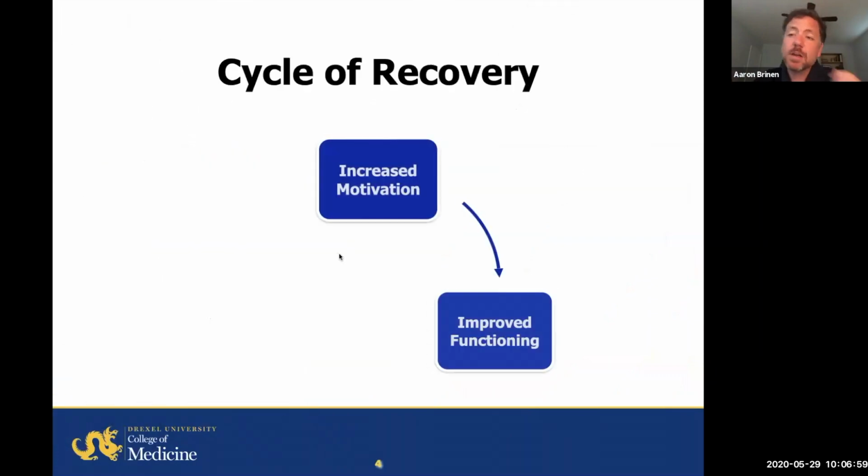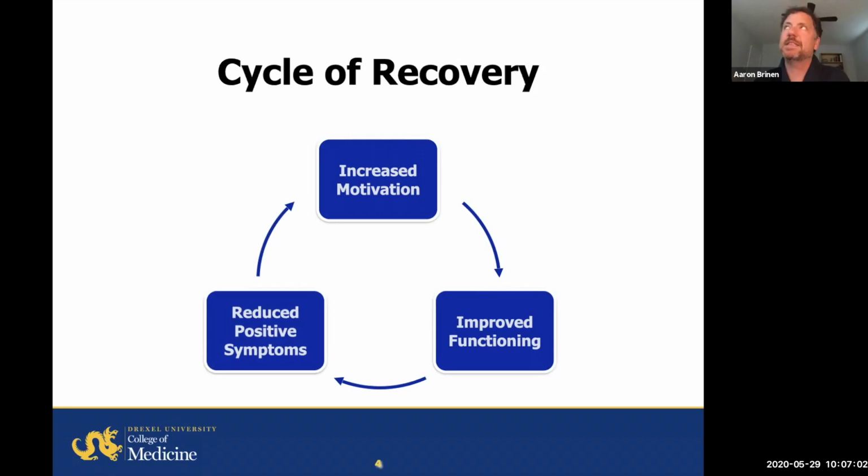So let's start with the cycle of recovery that we found when we did the original clinical trial. One of the things we found at the end of the trial was that as we got people to have increased motivation, they started doing more in their lives. They started functioning better. But as they started functioning better, we also found that the hallucinations and delusions, the positive symptoms, went down. The weird thing about it was, it was a clinical trial targeting the negative symptoms of schizophrenia, the problems with motivation and connection, and yet the hallucinations and delusions went down.